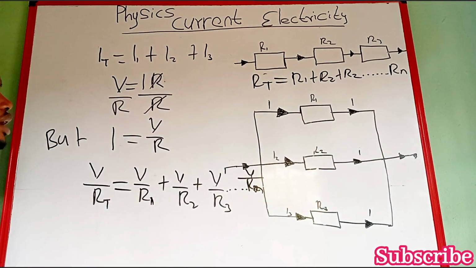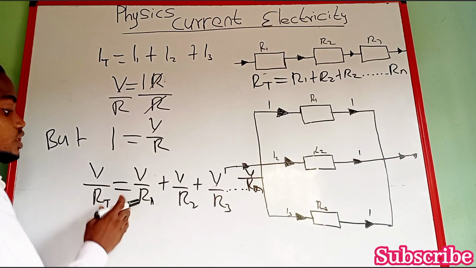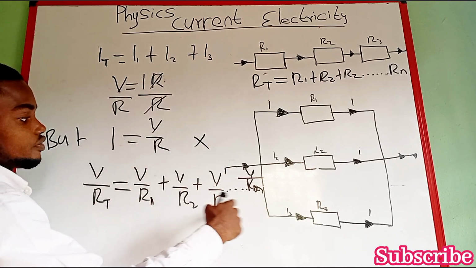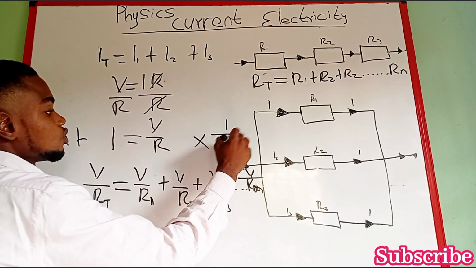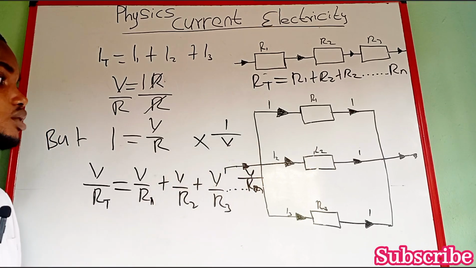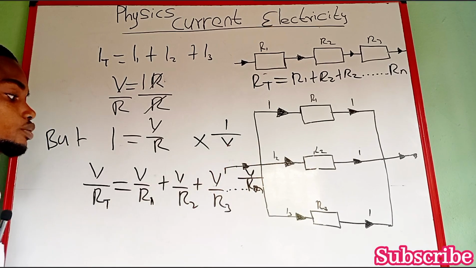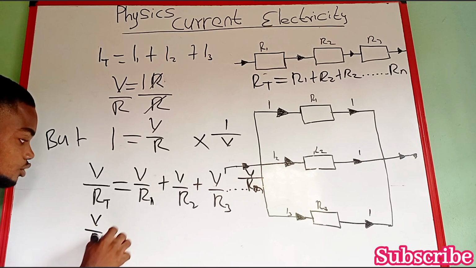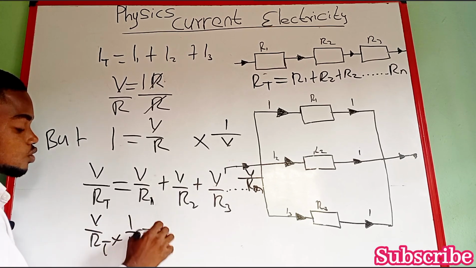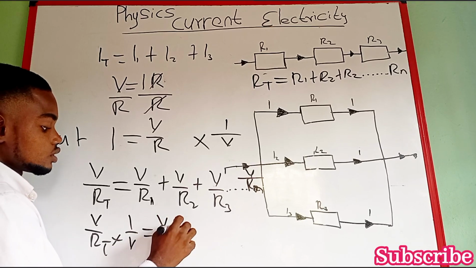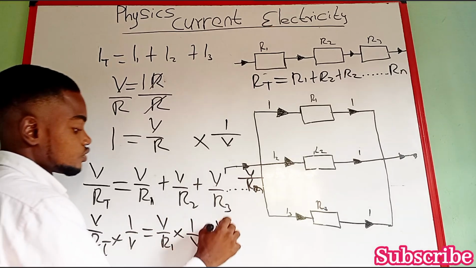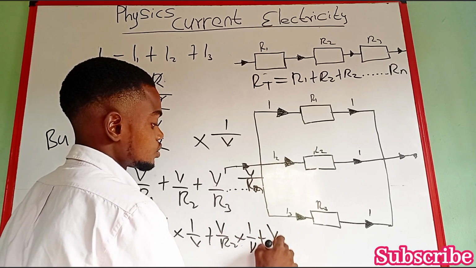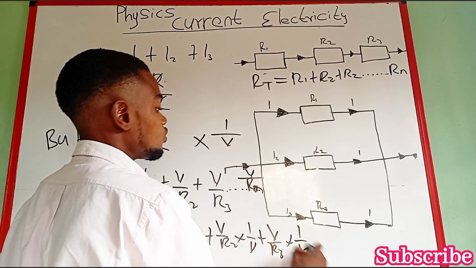Now, if we continue further, we have to multiply every one of these expressions by 1 over V. That is the inverse of what? The voltage. If we multiply it on both sides, we're going to have V over RT multiplied by 1 over V equals V over R1 multiplied by 1 over V plus V over R2 multiplied by 1 over V plus V over R3 multiplied by 1 over V.